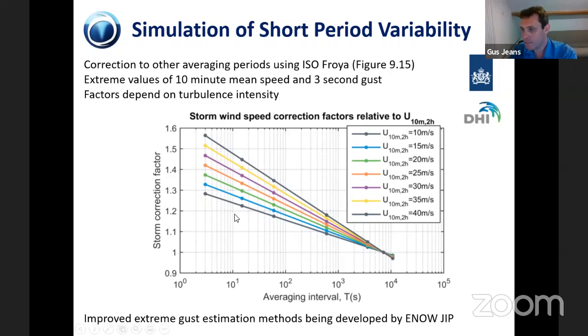Another point here, Mark mentioned that enal GIP, which has been one of my primary projects that I've worked on for the last 3 years or more. One of the things we're looking at on this project is much more detailed methods to estimate gusts, extreme gusts.